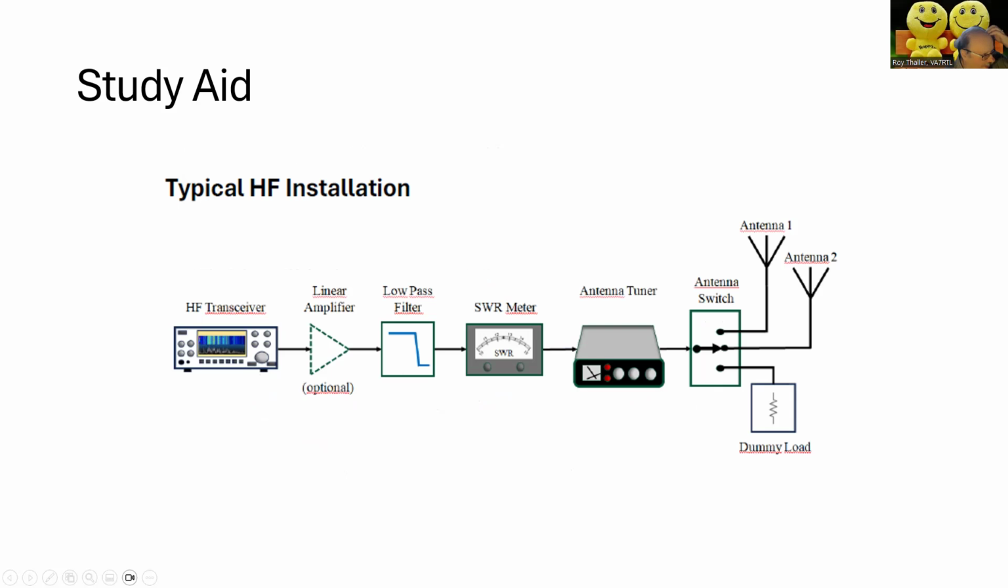Or here is a typical HF installation again: linear amplifier, a filter, SWR meter, antenna tuner, a switch, antennas, dummy load, which is a resistor, and the HF transceiver.